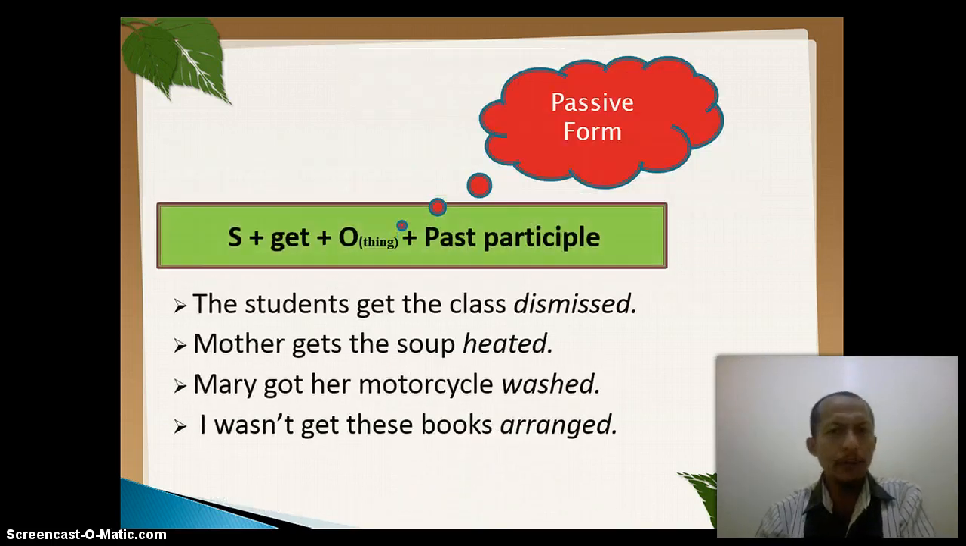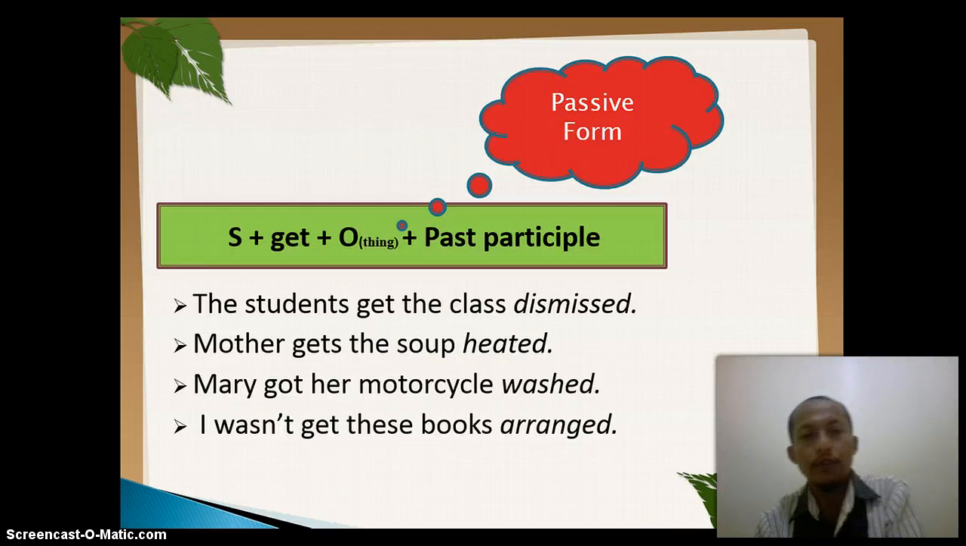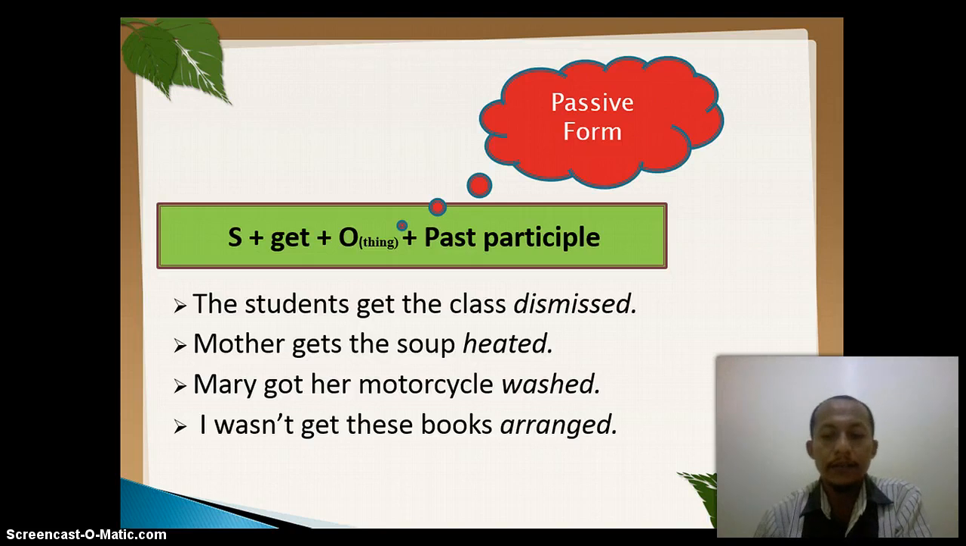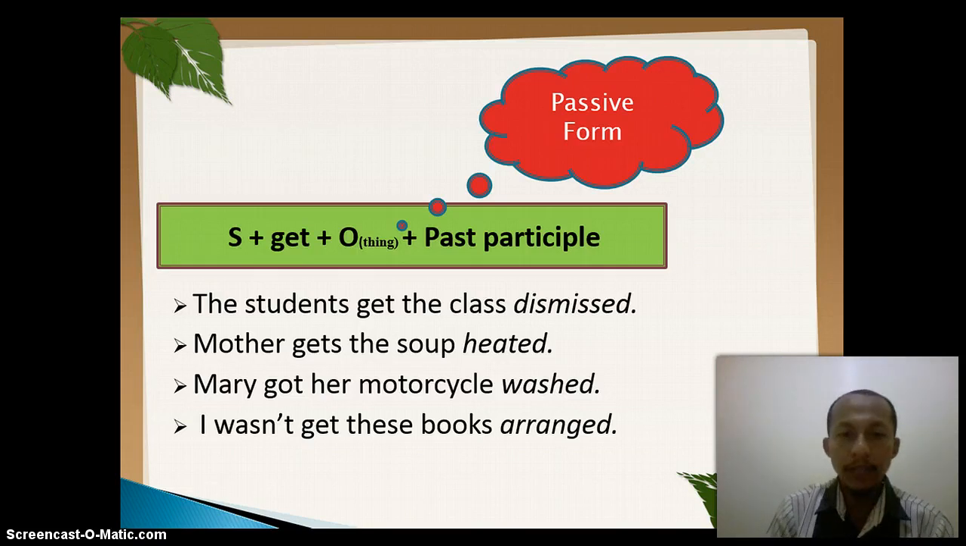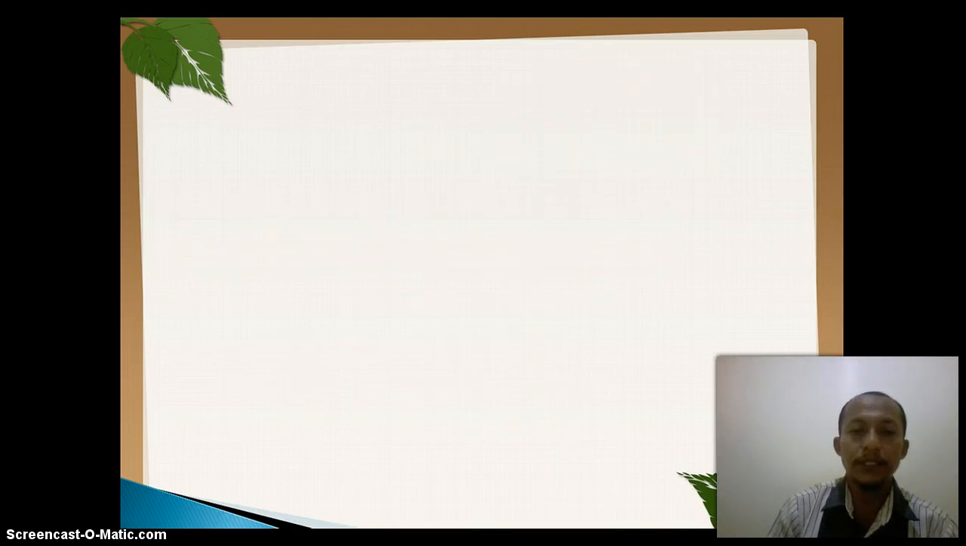How about in passive voice? In passive voice, it's the same as have and make, like the patterns. The student gets the class dismissed. Mother gets the soap hated. So after the object of things, you have to use the past participle.